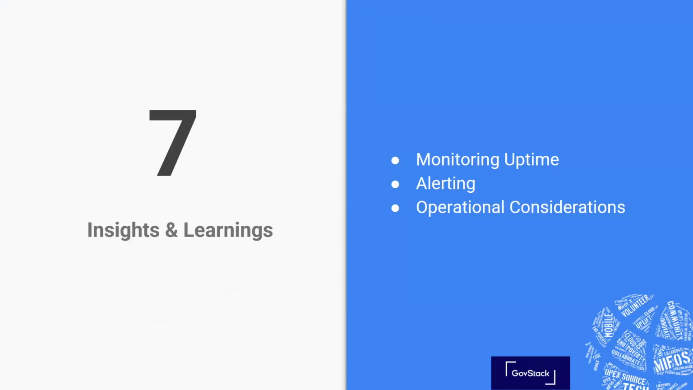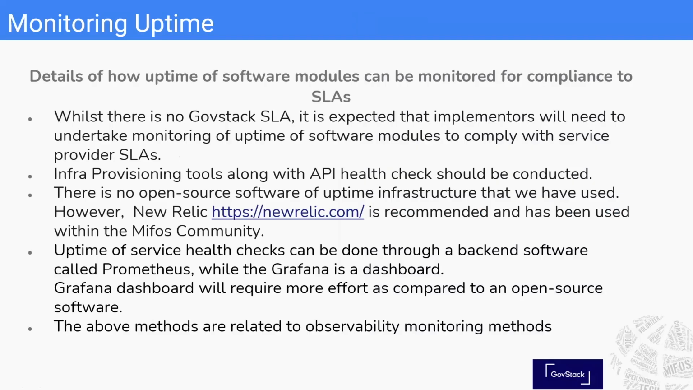So moving on to some insights and learnings we've had from other deployments of PHE, etc. So first of all, monitoring uptime. Uptime obviously needs to be monitored for compliance to SLAs. Now, even though there's no Govstack SLA around uptime of the system, because that's down to how you implement it, most implementers will actually have a requirement to monitor and will have an SLA to whoever they're providing the service to. So infrastructure provisioning tools should be considered, along with API health checks to make sure systems are there.